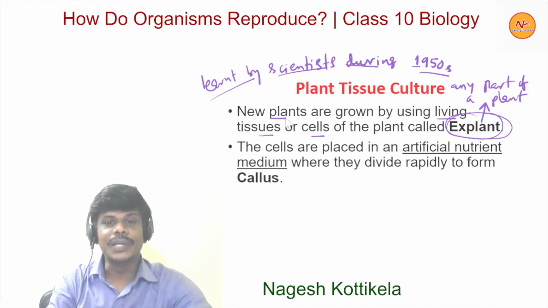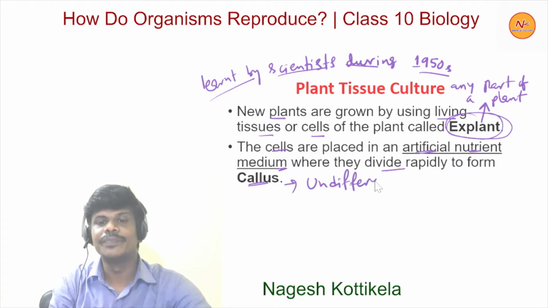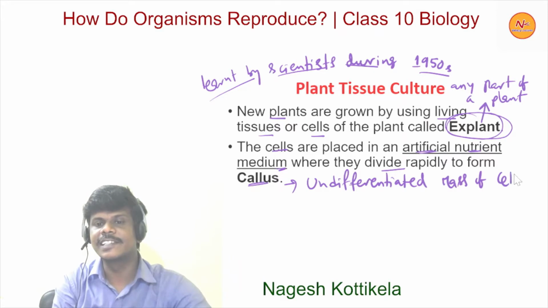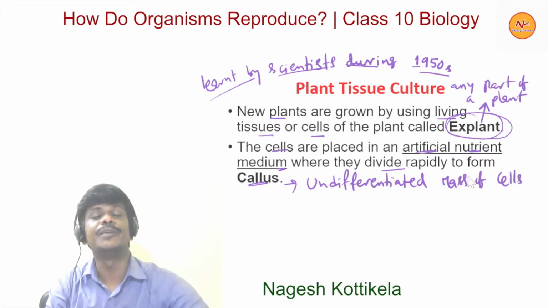Okay? Now here the cells are placed in an artificial nutrient medium where they divide rapidly to form callus, and here the callus is an undifferentiated mass of cells. I repeat this once again. Callus is an undifferentiated mass of cells.